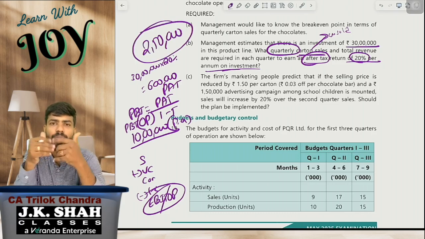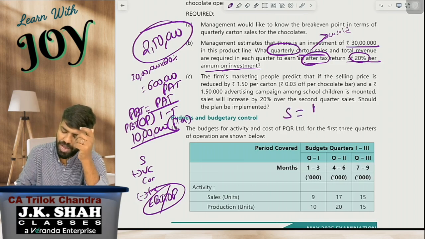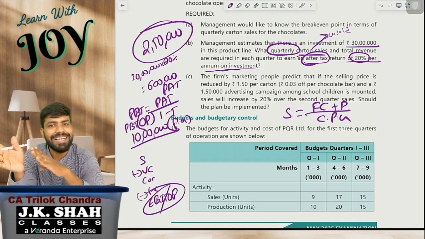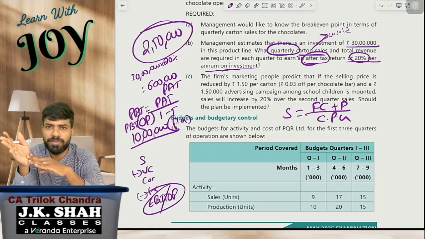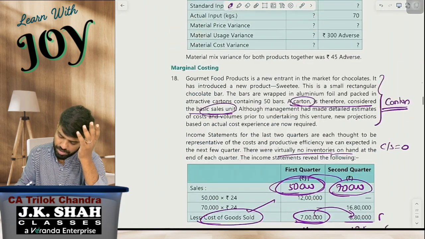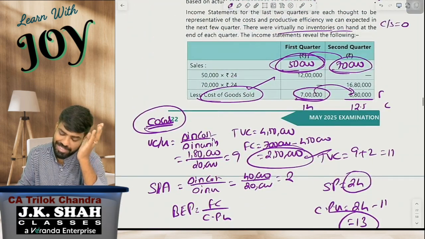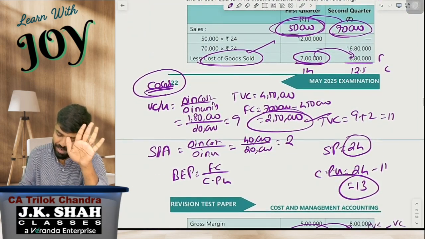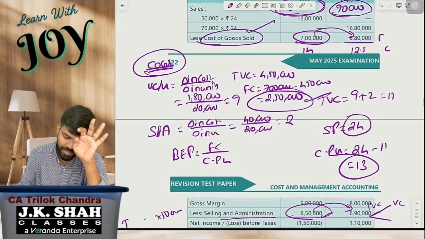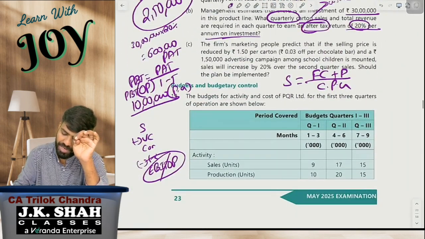Are you understanding? So what we need to do? How to calculate sales at desired profit? Sales at desired profit equals fixed cost plus profit divided by contribution per unit. What is the fixed cost per quarter? Totally 8 lakhs is the fixed cost. Just reconfirm that. Yes, 8 lakhs is per quarter. So we can take it directly.